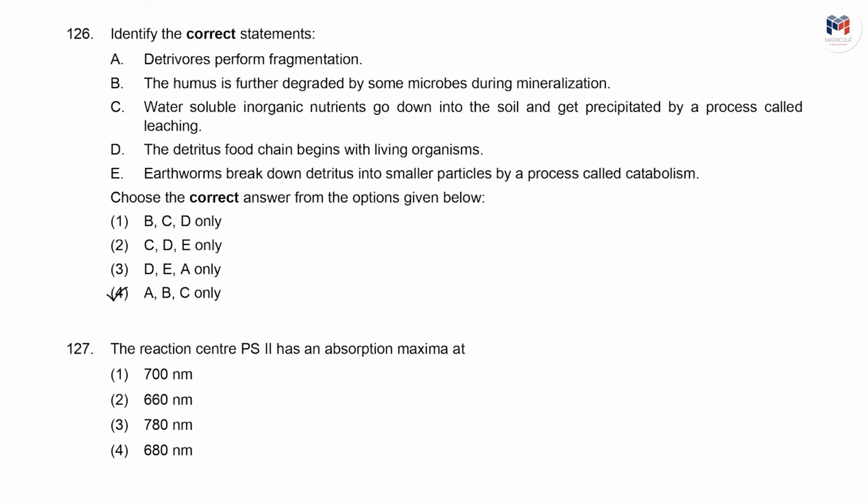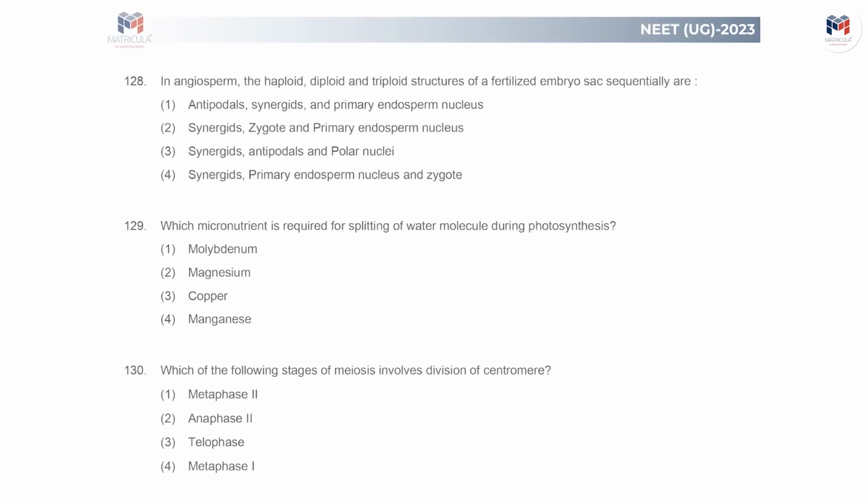Question number 127. The reaction center PS2 has an absorption maxima at? The answer is option number 4, 680 nanometer. Question number 128. In angiosperm, the haploid, diploid and triploid structures of a fertilized embryo sac sequentially are? The answer is option number 2, synergids, zygote and primary endosperm nucleus.